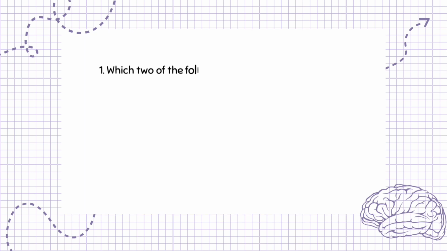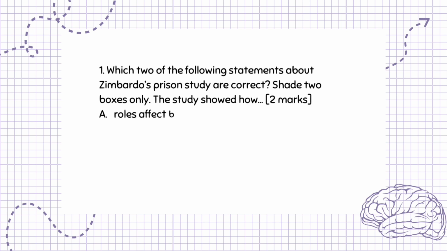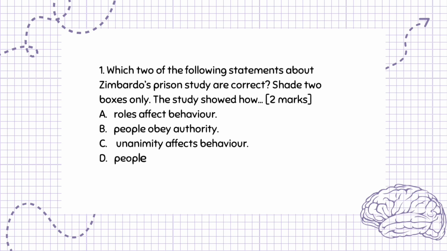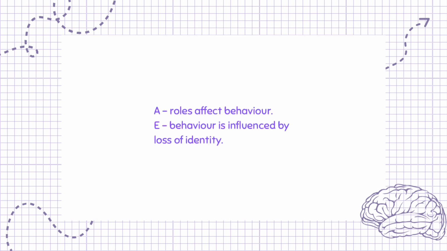Question 1. Which 2 of the following statements about Zimbardo's prison study are correct? Shade 2 boxes only. The study showed how. 2 marks. A. Roles affect behavior. B. People obey authority. C. Unanimity affects behavior. D. People conform to the majority. E. Behavior is influenced by loss of identity. A. Roles affect behavior and E. Behavior is influenced by loss of identity.